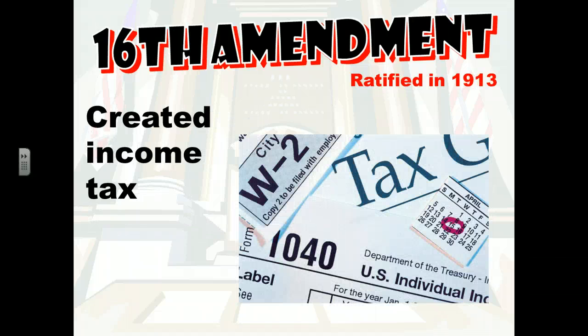All right, 16th Amendment, a little bit of time has passed here. This is ratified in 1913, and this creates the federal income tax. So at this point, it's an amendment that the federal government can create an income tax for the citizens of the United States. Now, this does not impact state income tax. That is a power given to the states. This creates the federal income tax.